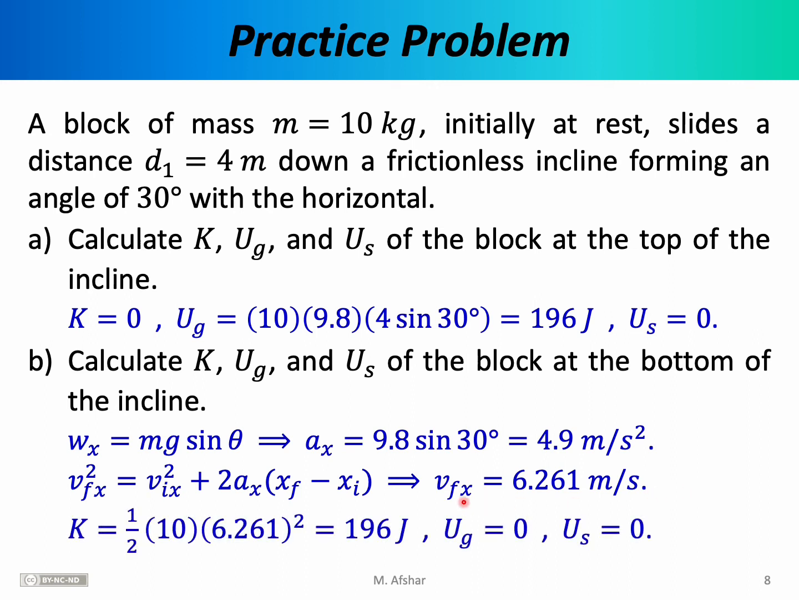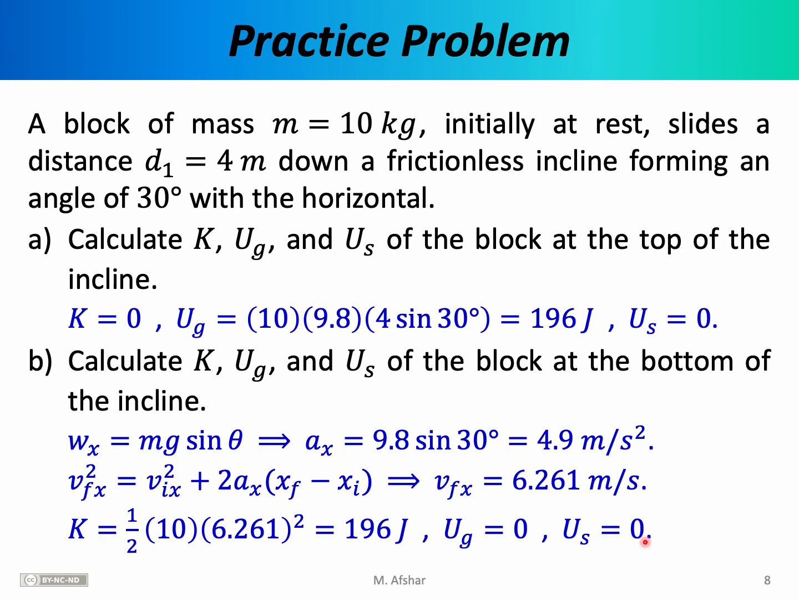Now that we have the velocity at the bottom of the incline, we can calculate kinetic energy. Kinetic energy is 1/2 mv squared, and when we plug in those numbers, we find that the kinetic energy is 196 joules. The gravitational potential energy is 0 because y is 0, and the spring potential energy is 0 because there's no spring. This was the hard way to calculate this problem.